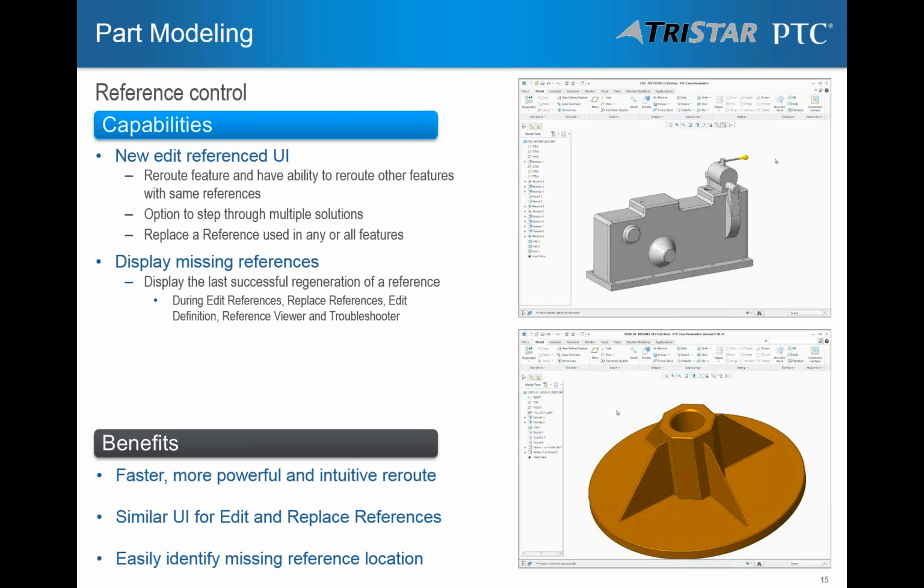So of course the benefits here are a faster, more powerful and intuitive reroute interface. There's a similar user interface for the edit and replace references, and the ability to easily identify any missing references. We also have, through the user-defined feature placement, now an automatically advance to the next reference required, and then the same is true with the paste special. Now, rather than having to select from the list, there is an auto advance option.